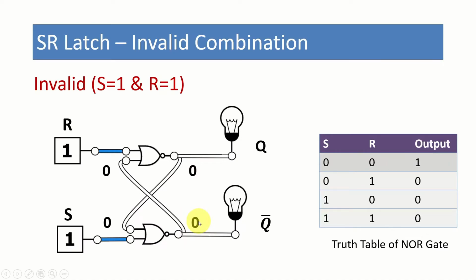So therefore, when you make both S and R 1, it is going to result in both Q and Q bar being 0. That violates the basic principle of the latch, where one output must be the inversion of the other output. So therefore we say that for the SR latch, the S equal 1, R equal 1 combination is an invalid combination. That is not invalid for all latches, but for the SR latch. And that is one of the drawbacks of the SR latch as well. Setting both S and R to 1 results in an invalid situation.